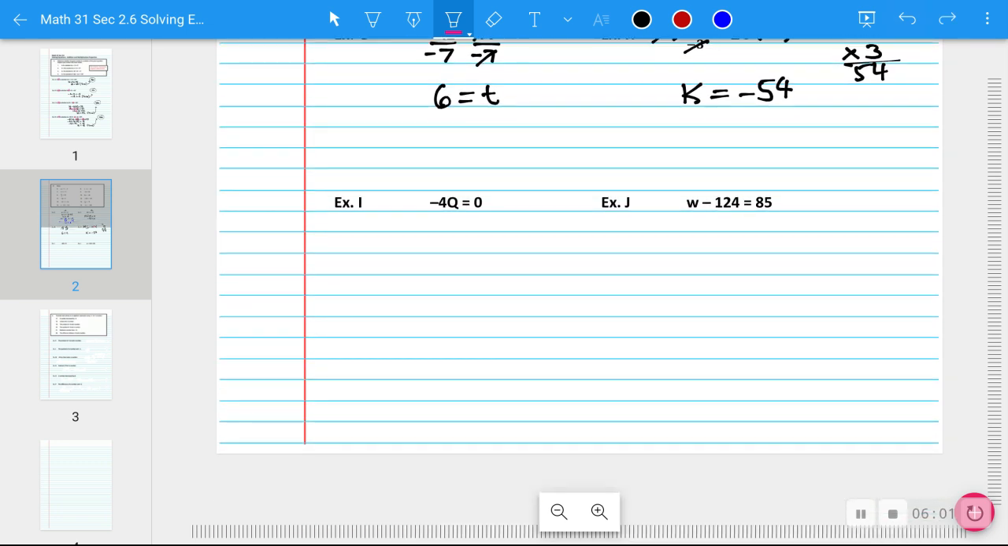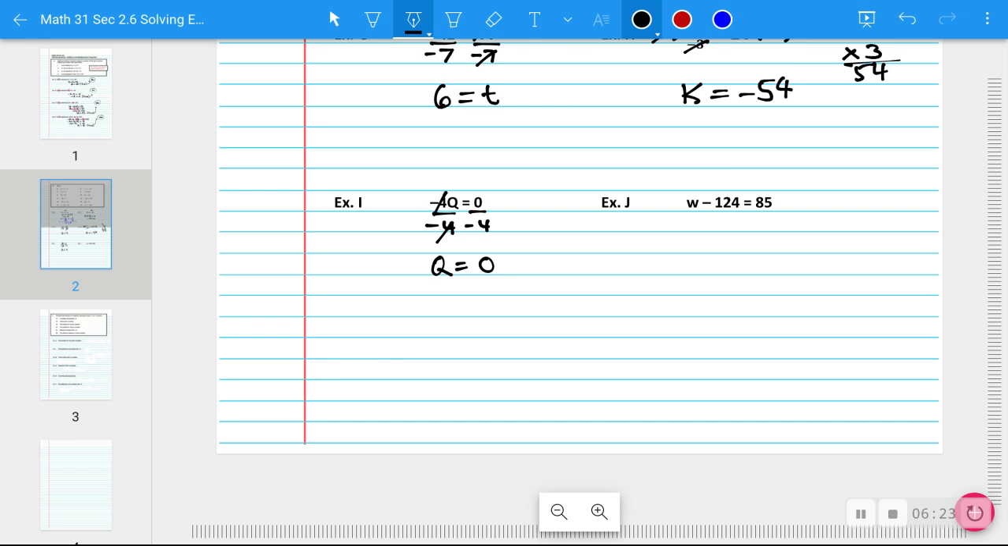Okay, 2 more here before we move on to the next section. -4 times q equals 0. We'll counteract the multiplying by -4 by dividing both sides by -4. And we get q equals 0 divided by -4, which is just 0.